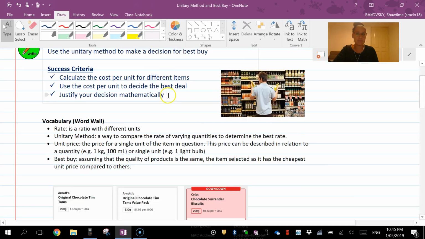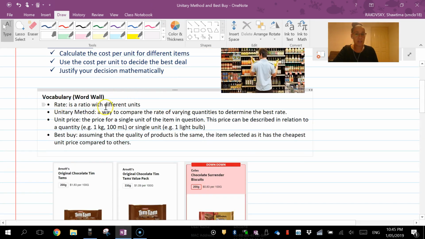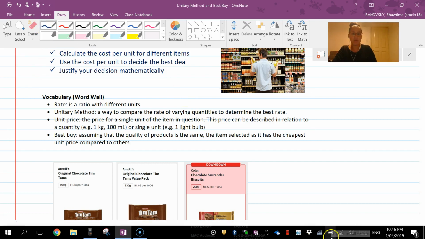decision mathematically. So one of the things that we know is that a ratio is a comparison of quantities of the same kind. A rate is similar to a ratio in that it is a comparison of two different types of quantities. Two different types of things. For example, one of the most common and regular occurring rates that we come across is speed. So speed is kilometers per hour, so distance per time. So that's what that ratio is.